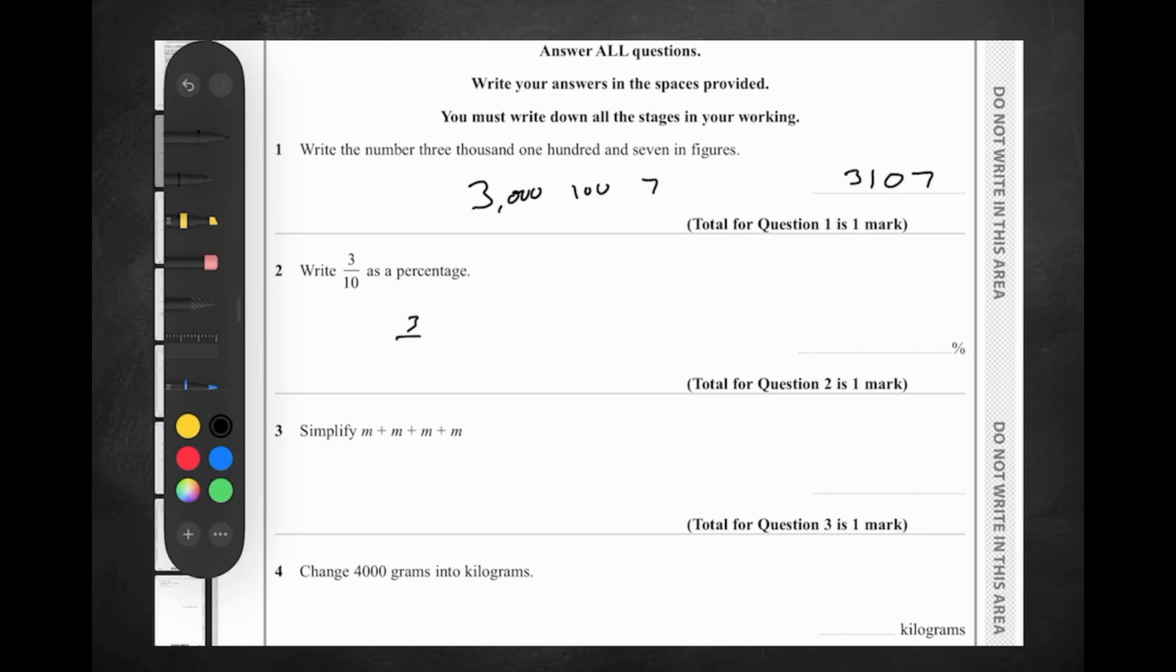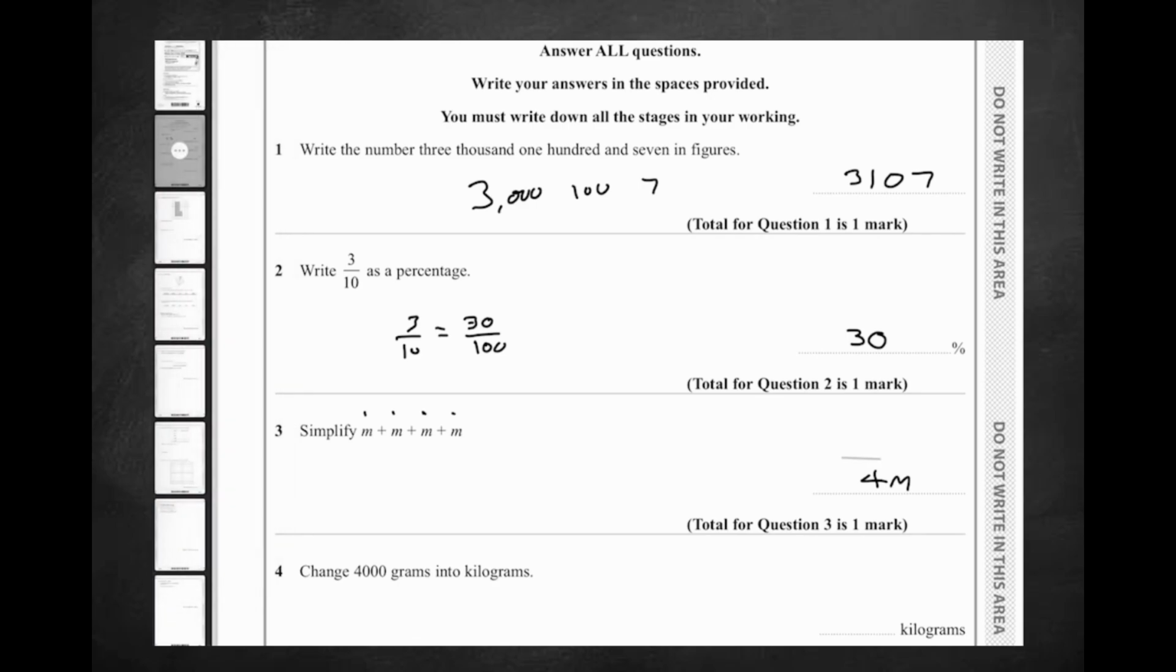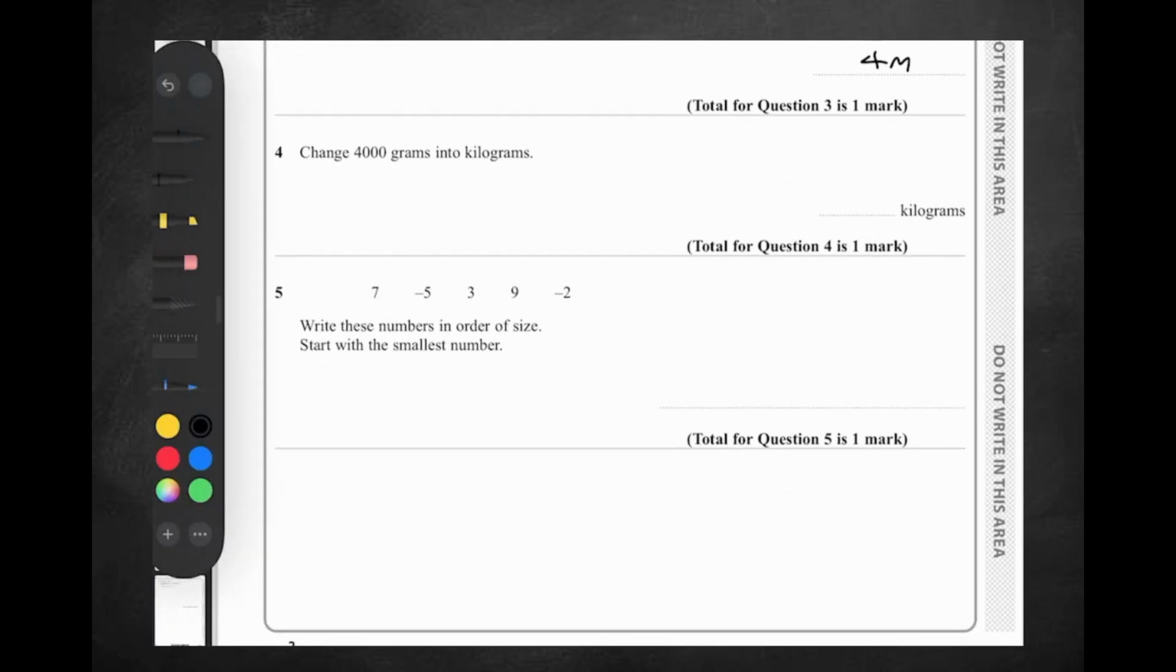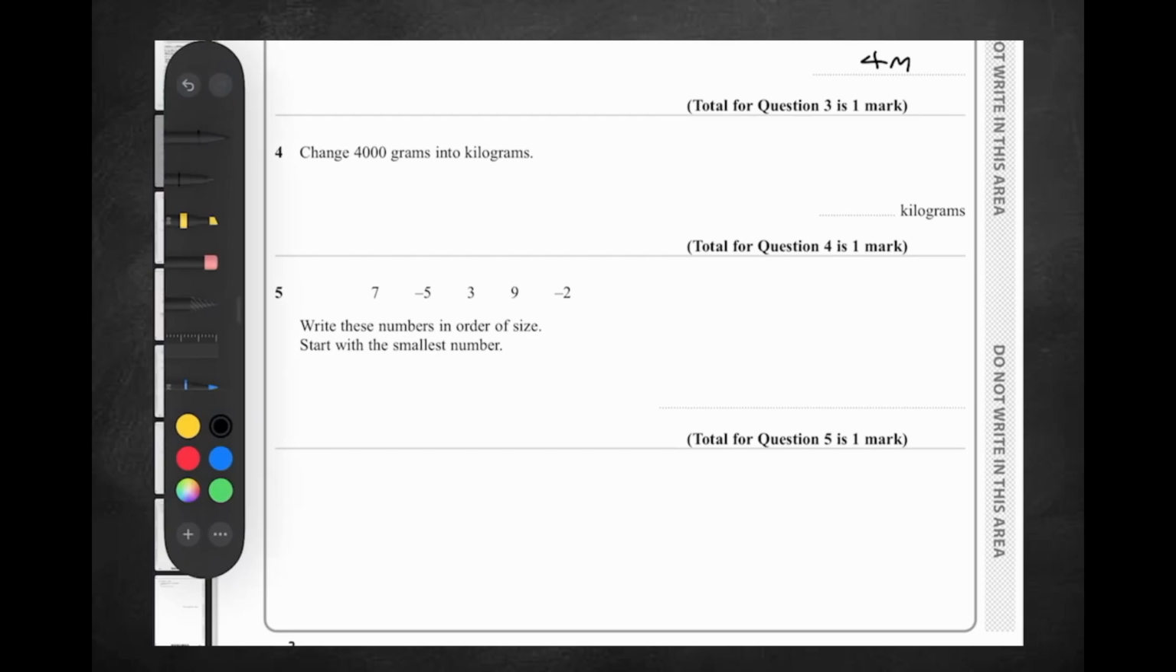3 over 10 is the same as 30 over 100, which would be 30%. Question 3. Simplify m plus m plus m plus m. That would be 4 lots of m. Question 4. Change 4,000 grams into kilograms. Well, we know that 1,000 grams equals 1 kilogram, therefore 4,000 grams will be 4 kilograms.